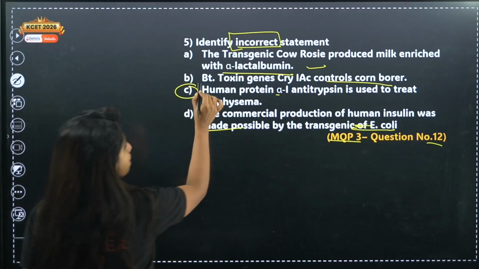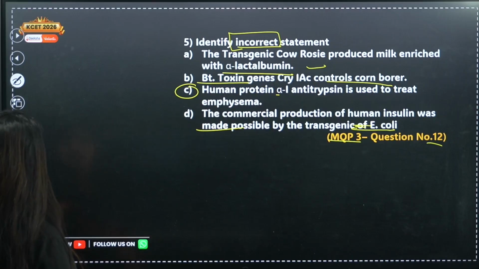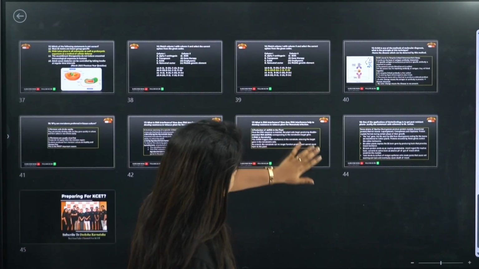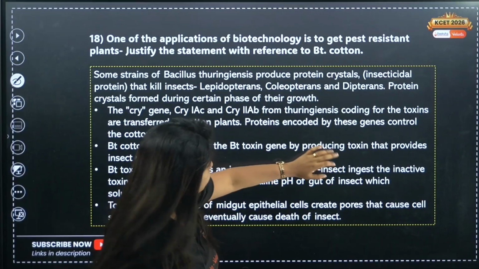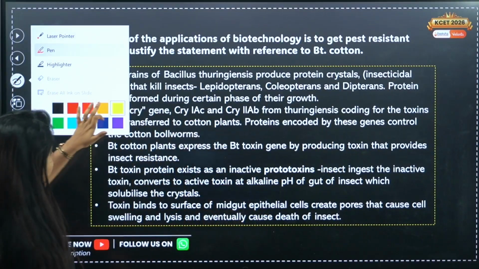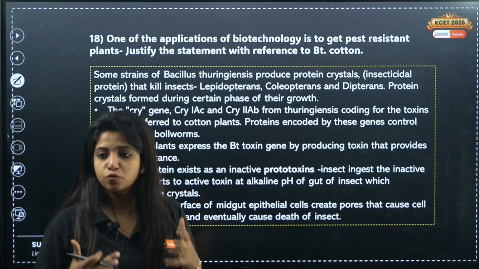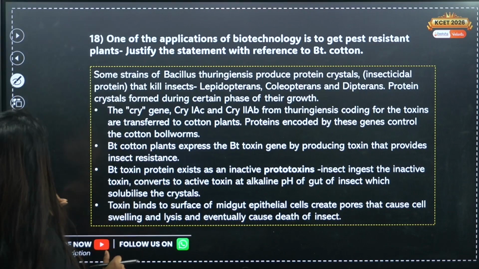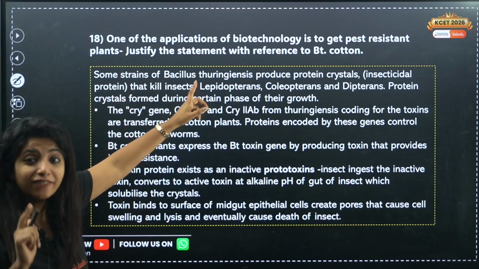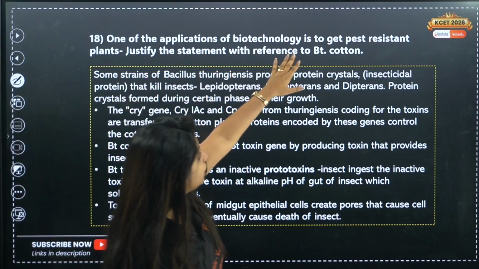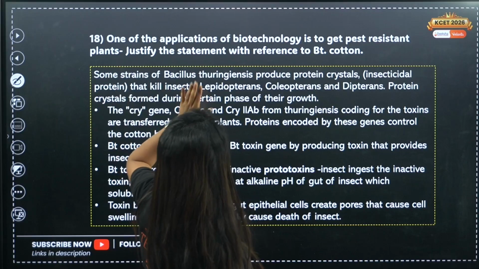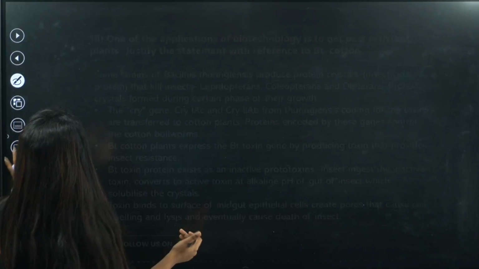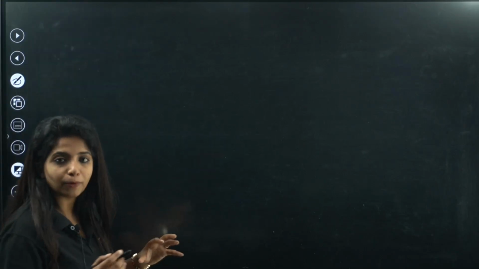First of all, let's start with Bt toxin. For that, I would have to go a bit ahead with the last question of the chapter. Don't worry seeing all the slides, okay? It will be taught like this. Anyway, I hope you're understanding, which is why I am also taking much more time to explain the things, so that you don't forget and you don't lose marks anywhere. So my dear children, here is a question that came in a previous year. One of the applications of biotechnology is to get pest-resistant plants. Justify the statement with reference to Bt cotton. Now you can get a 5-marker question also, which is why I am explaining in a proper way.